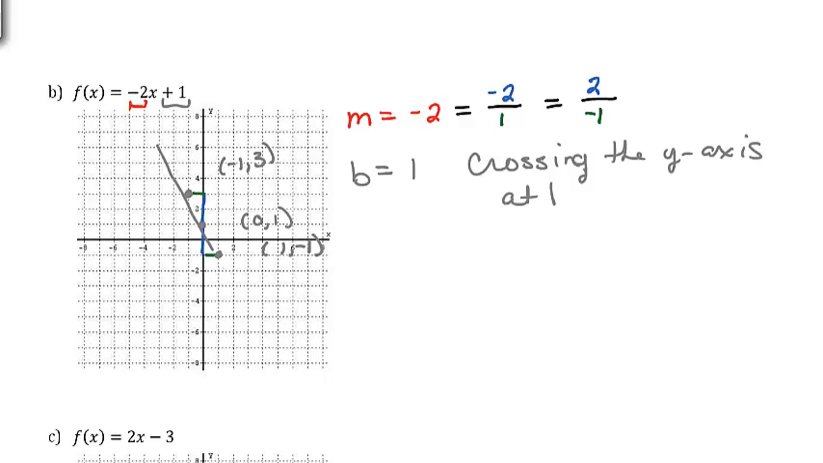And once you have 3 points on your graph, you can go ahead and draw that in. And as you see, mine's not exactly perfect, and yours doesn't need to be either, but try to get these as close as you can.